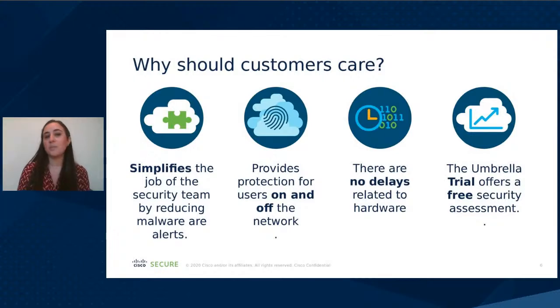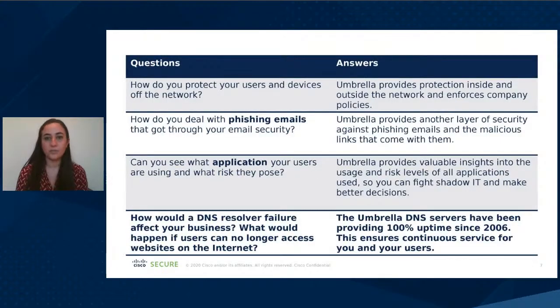And lastly, I picked a few questions that we receive a lot, and a few answers. You can find a lot of questions on the Umbrella website and how to answer them. If I pick a few questions, like the second one: how do you deal with phishing emails that got through your email security? Well, the answer would be Umbrella provides another layer of security against phishing emails and the malicious links that come with them. Another question that we get a lot is, can you see what applications your users are using and what risk they pose? Well, yes. Umbrella provides valuable insights into the usage and risk level of all applications used, so you can fight shadow IT and make better decisions.